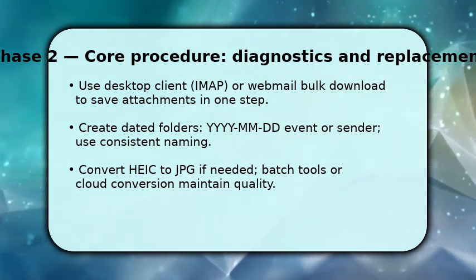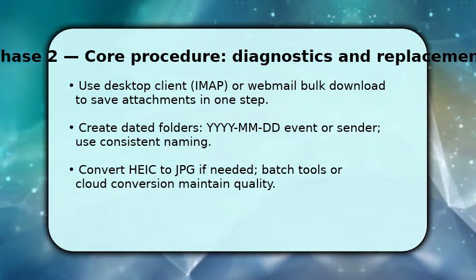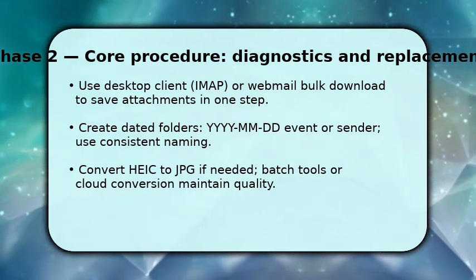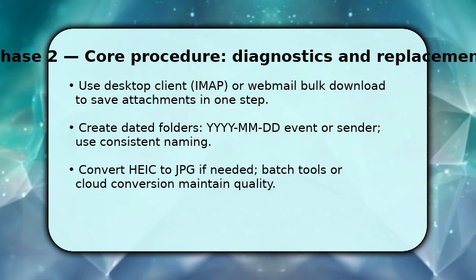If files are HEIC, convert to JPG with a batch tool or cloud service to ensure compatibility. Keep originals if space permits. Finally, deduplicate quickly with a checksum tool or duplicate finder, so you avoid storing the same photo twice.